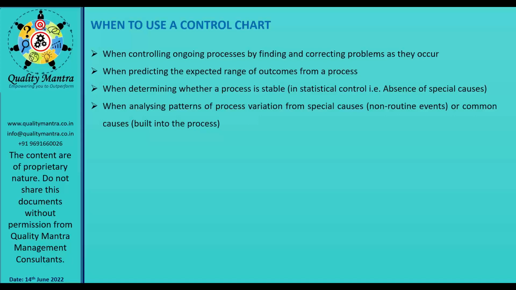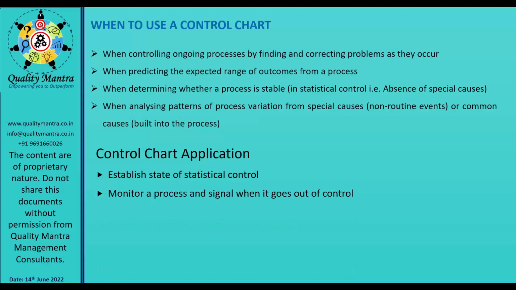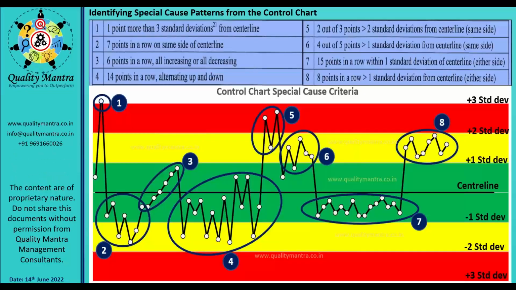मींस स्पेशल कॉजेस उसके अंदर नहीं है, ये चेक करने के लिए आप वेरियस वेरिएशंस के पैटर्न्स मॉनिटर करने के लिए इसको यूज करते हो। Now the control chart application is, you want to establish the state of statistical control, you want to monitor your process, and you want to get the signal whenever it goes out. जब भी ये बाहर जाएगी, you will come to know visually, then determine the process capability. उसके लिए आपको यूज होगा.